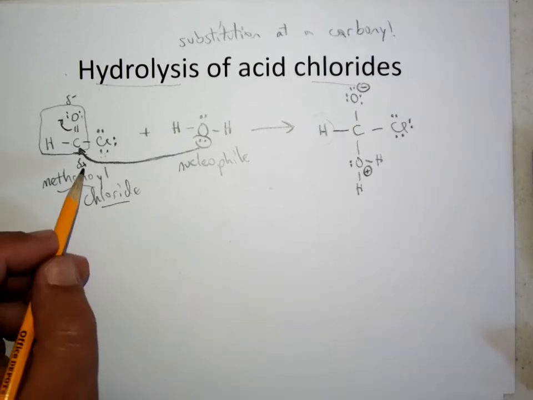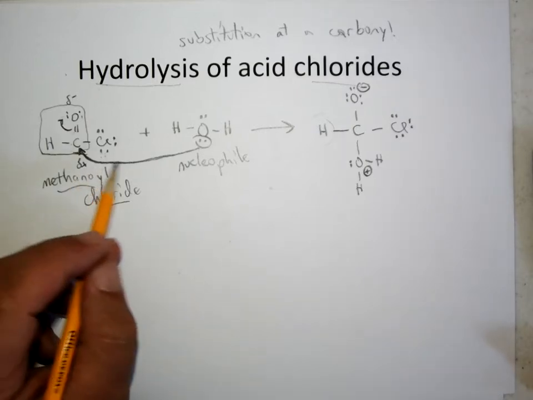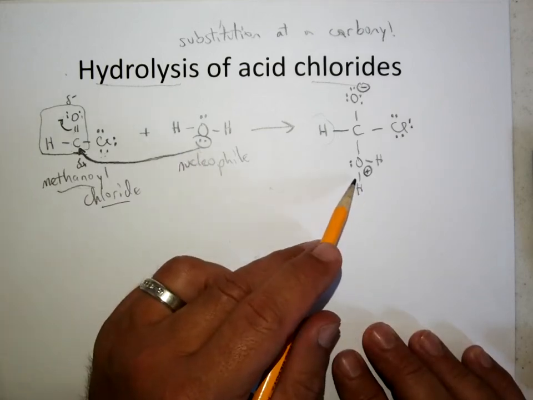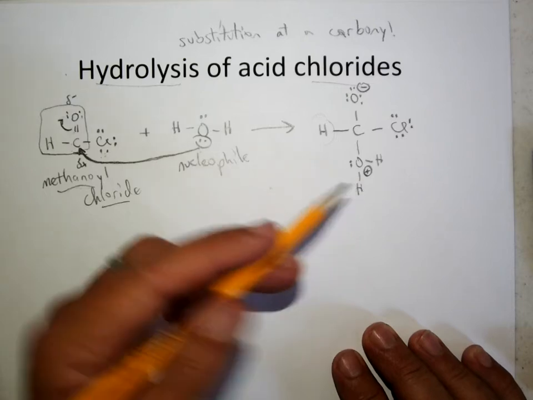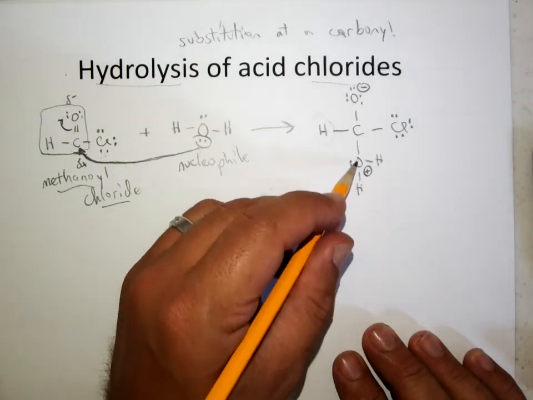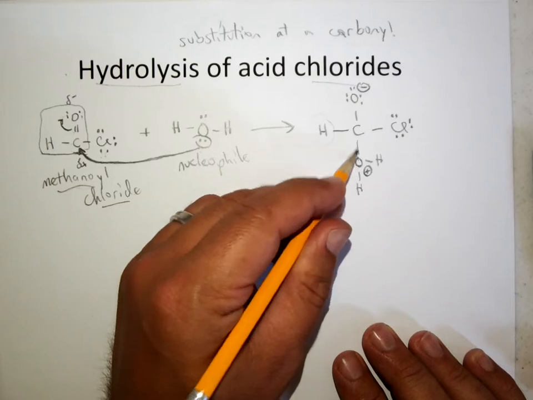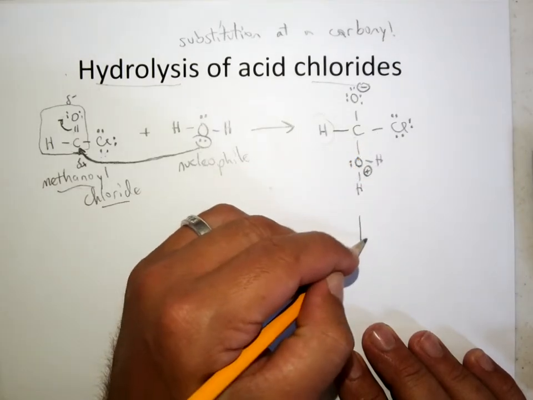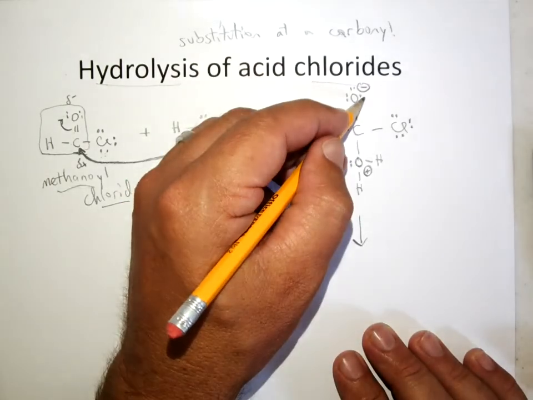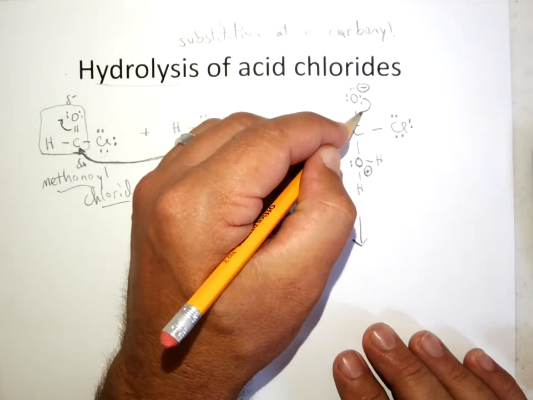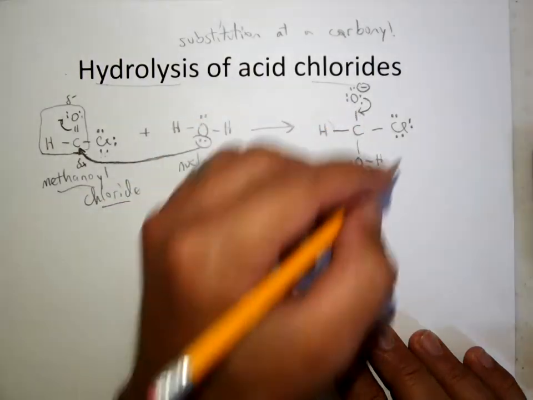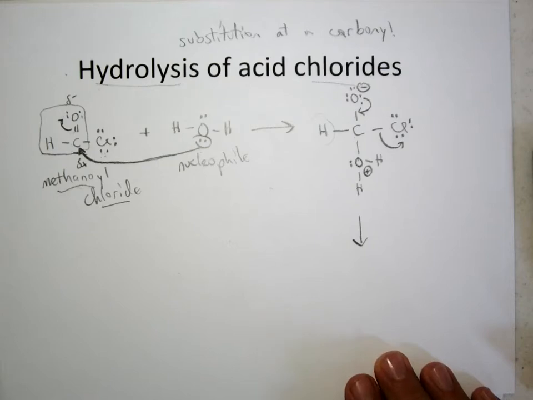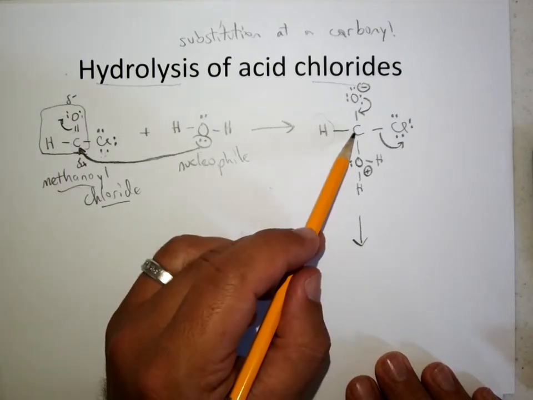The methanoyl chloride will be attacked by the water nucleophile to make this tetrahedral intermediate. And so now we've introduced the new group that's going to be attached to the carbon. Now we're going to eliminate the good leaving group. So a lone pair on the oxygen is going to reform the carbonyl, and the good chloride leaving group is going to leave, taking its electrons with it, again preserving the octet on the carbon.